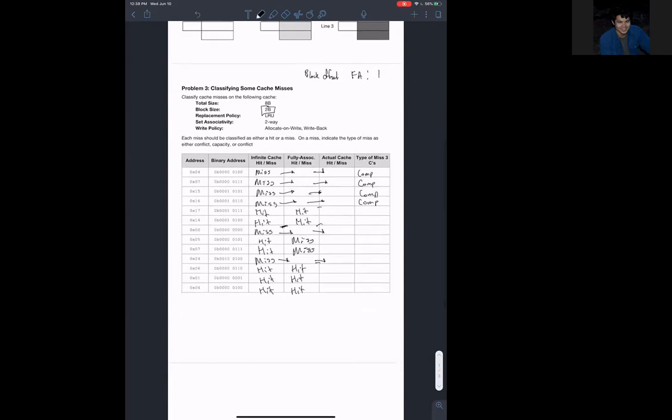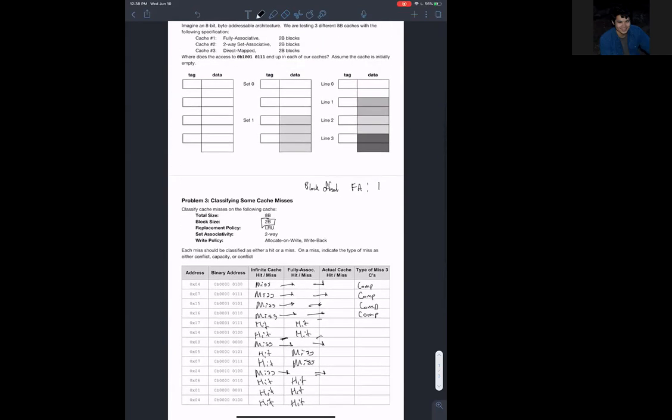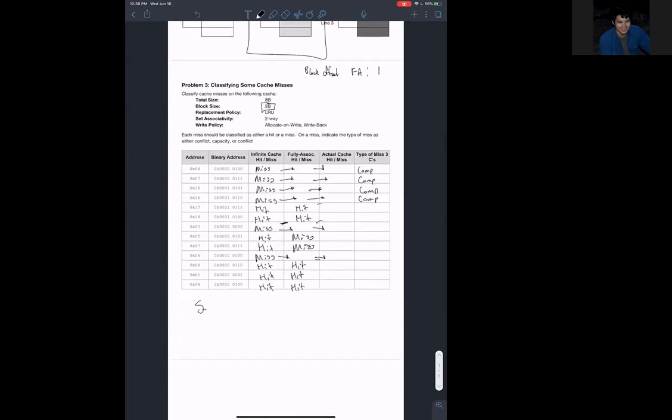Sorry about that. So the first thing to step back and think about is how many sets are in our cache right now. So our set associativity is two ways. And that means we're using this setup here. So that means we have two sets. So my first question is, how do we fill out up to this point? Which addresses go in which set?